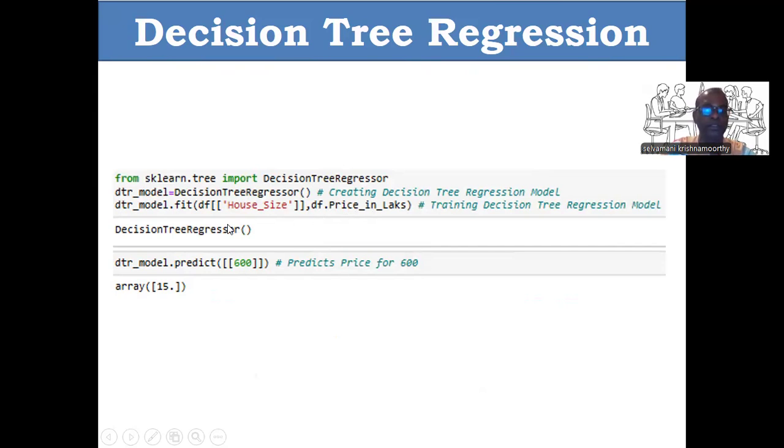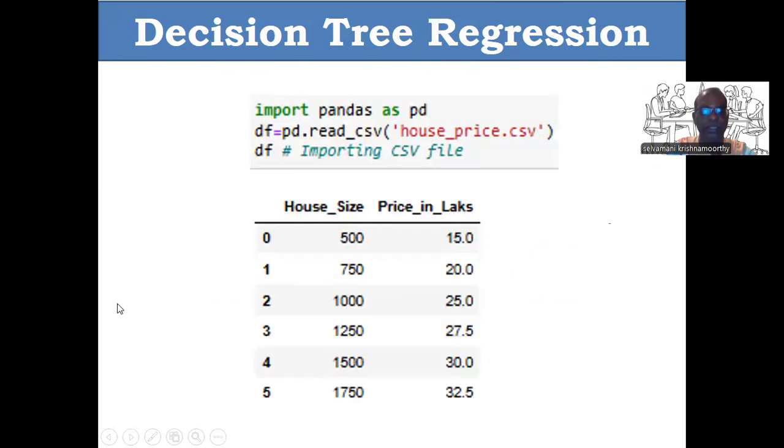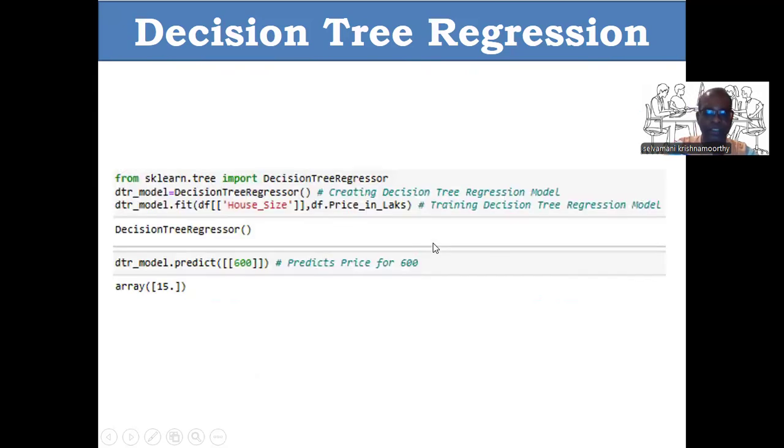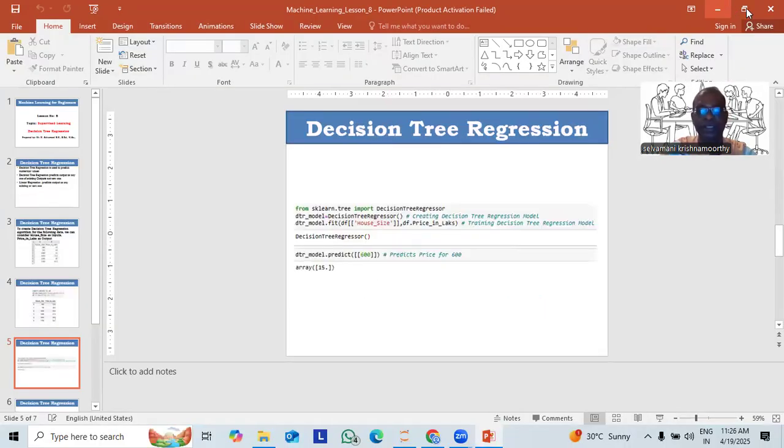Now that system is properly trained. I predict for 600 square feet. It returns 15 lakh. See it here. Here 600 square feet is not there. 600 square feet is very much close to 500 square feet. It returns 15 lakh. That you need to understand. Let me demonstrate the same thing in front of you so that you can easily understand.